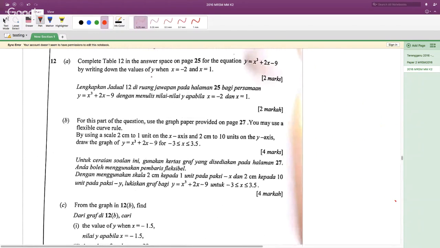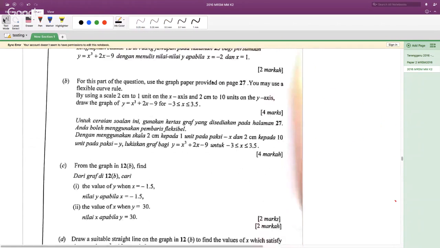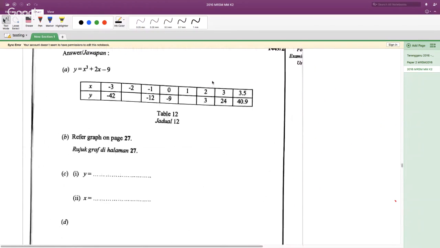So x = -2 asks you to find the value of y. What you need to do is use the calculator to solve this one. This one should be -8 minus 4 minus 9, so it should be -21. And then for this one, it should be 1 plus 2 minus 9, which is -6.